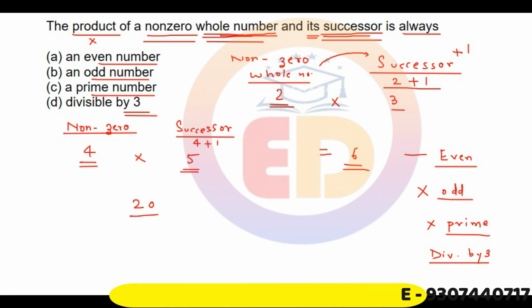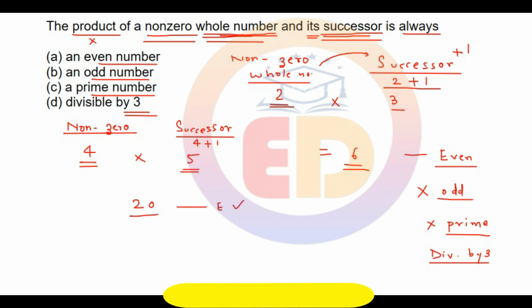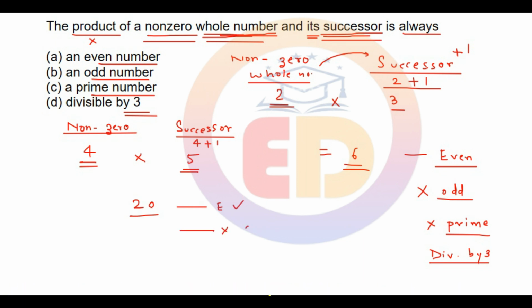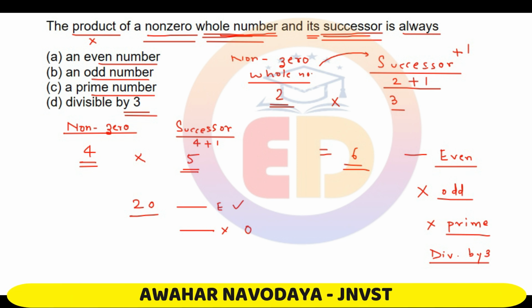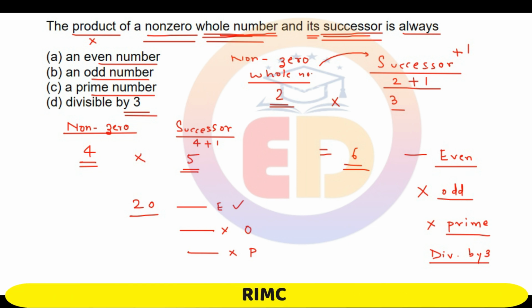Let us analyze all the 4 options again. Is 20 an even number? Yes, it is an even number. Is 20 an odd number? No, it is not an odd number. Is it a prime number? No, it is not a prime number. Is it divisible by 3? No, it is not divisible by 3.